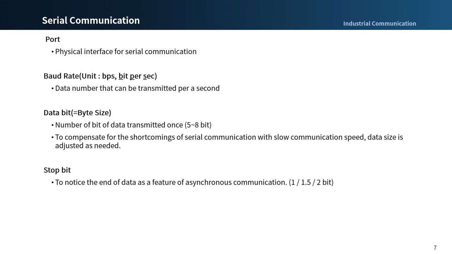Next, baud rate. Baud rate means the number of bits that can be transmitted per second. Data bit means the bit size of data to be sent at once. Stop bit sets the bit size to indicate the end of data, as a characteristic of asynchronous communication. However, there may be limitations in detecting various cases of error with only the parity bit. So, for the above information, communication does not work normally if the communication settings between the devices are not the same.